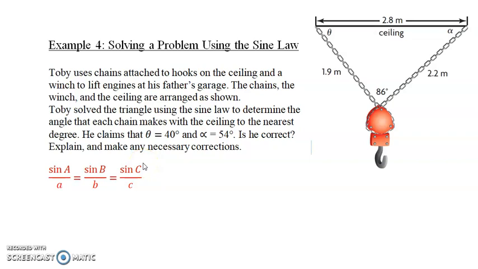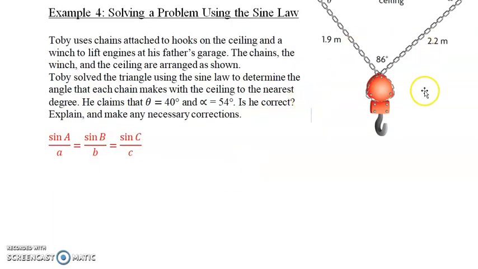So right away, I look at his claim of 40 and 54. Remember, if this theta was 40 degrees, and you got 2.2 across, and he's saying alpha's 54 degrees across from a smaller side. So right away, the only chance he even has of being correct is those would have to be interchanged, right? So this would have to be 54 and 40 to even have a chance of being correct, right?